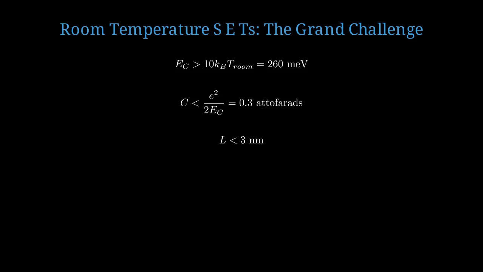The required dot size is approximately L less than 3 nanometers. This is close to the size of a few atoms, making fabrication extremely difficult. One promising approach is to use individual molecules as quantum dots. Molecules like fullerenes or carbon nanotubes naturally have the right size scale and can show Coulomb blockade at higher temperatures.